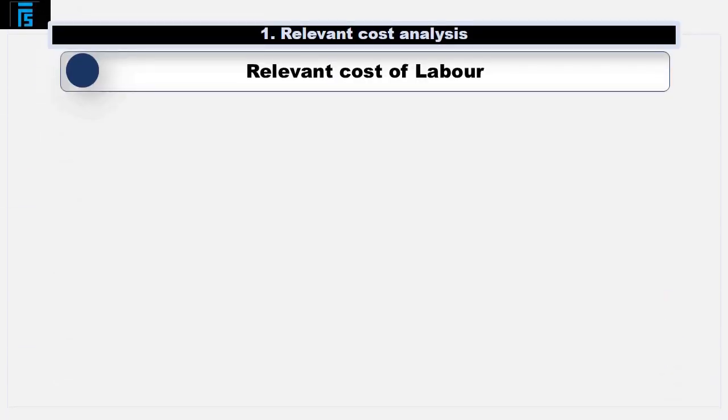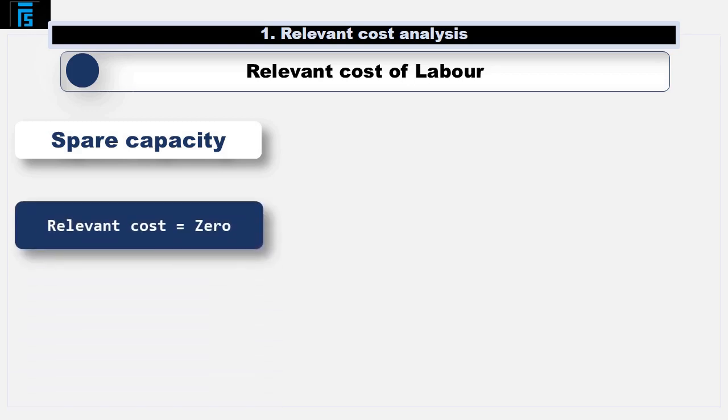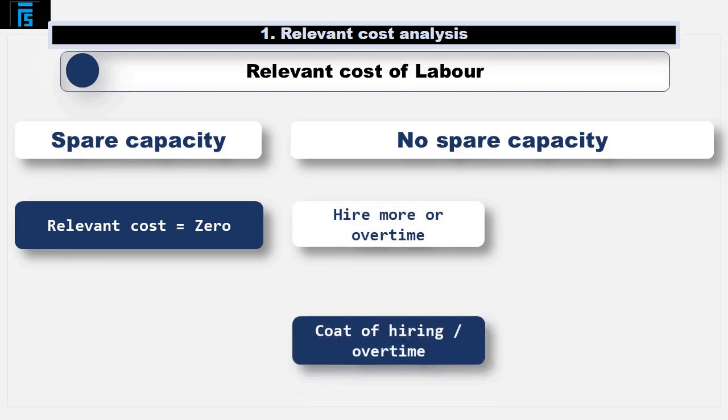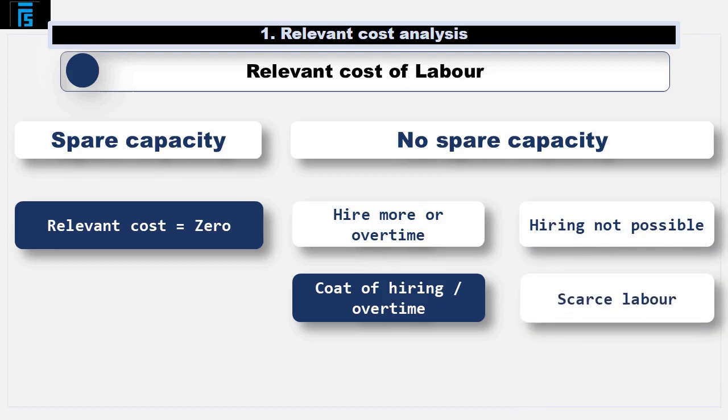Relevant costing principles can also be applied to the use of labour by a business to undertake a particular job or project. If there is spare labour capacity or idle staff within the business, then the relevant cost is zero, since putting this labour to work on the project does not represent an additional cost to the business. However, if there is no spare capacity, then perhaps the company could hire more labour or work overtime. If so, then the relevant cost is the cost of hiring that additional labour or working that overtime.